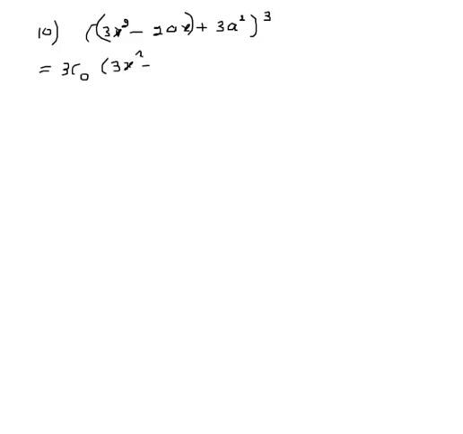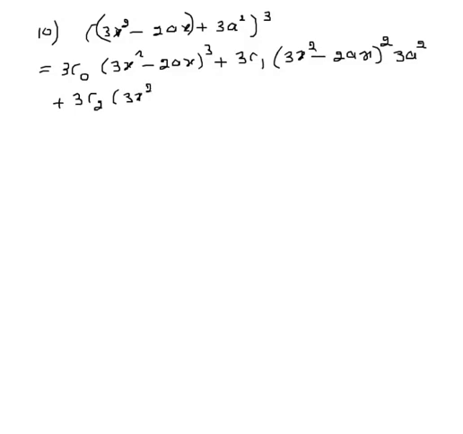3C0, 3x square minus 2ax the whole cube, plus 3C1, 3x square minus 2ax square times 3a square, plus 3C2, 3x square minus 2ax and 3a square the whole square, and the last term is 3C3, 3a square cube, equal to 3C0 is 1. Let us use a minus b the whole cube formula.